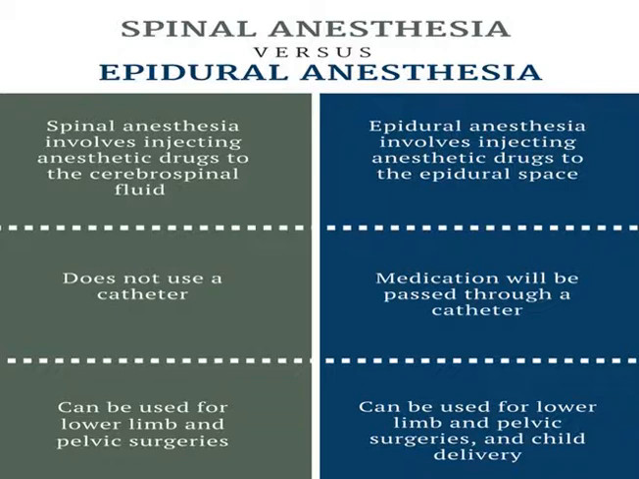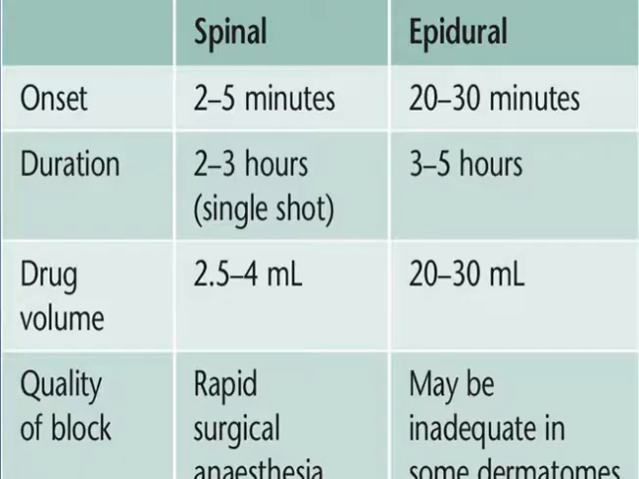Now, spinal anesthesia can be used for lower limb surgeries as well as pelvic surgeries, whereas epidural anesthesia can be given for lower limb, pelvic surgeries, and even in child delivery, which is elective C-sections. Now we'll go towards mode of onset.